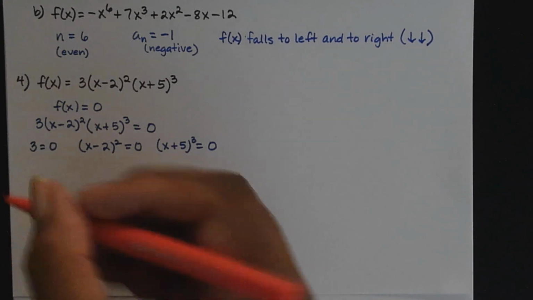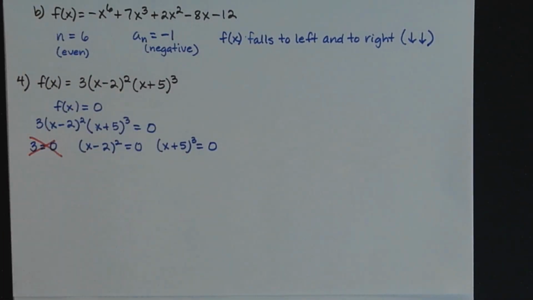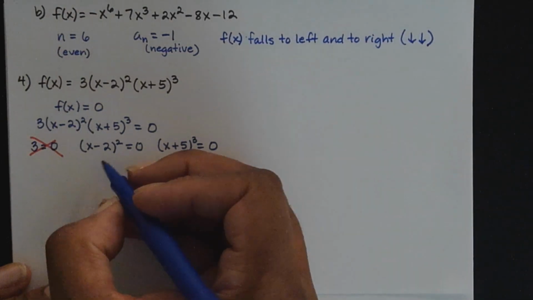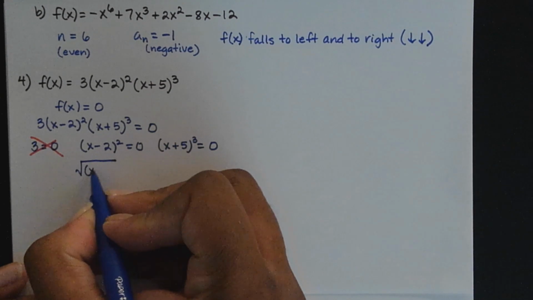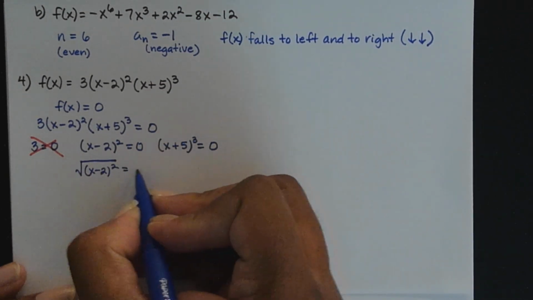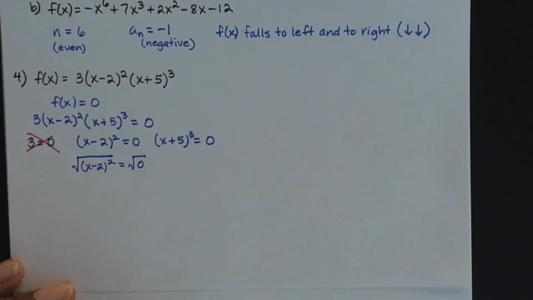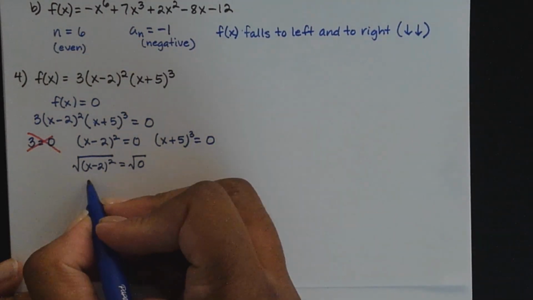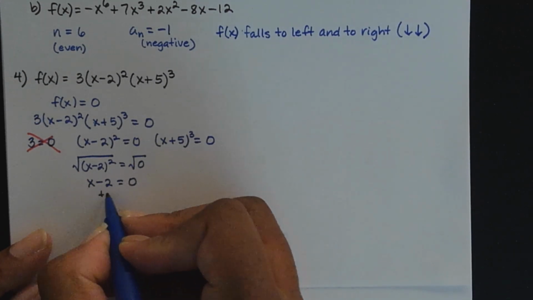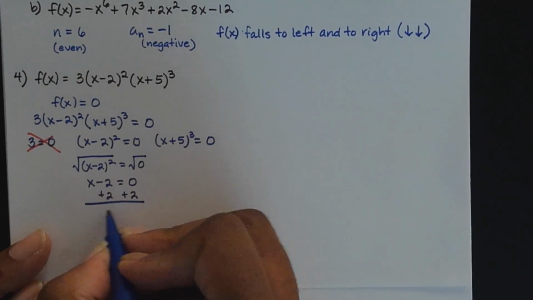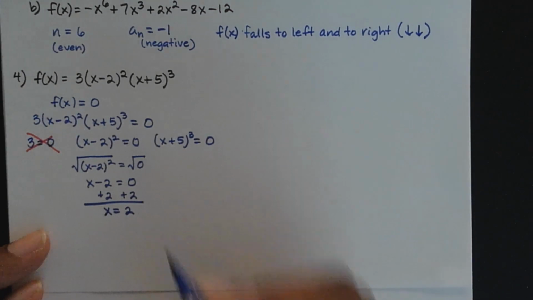In this case, 3 equals 0, I can scratch that out because that is a false statement. And then for x minus 2 quantity squared equal to 0, if I solve for x, the opposite of squaring something would be to take the square root on both sides. So that will give me x minus 2 equal to 0. Add 2. That will mean x is equal to 2.